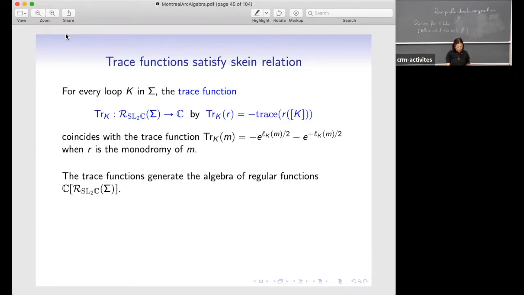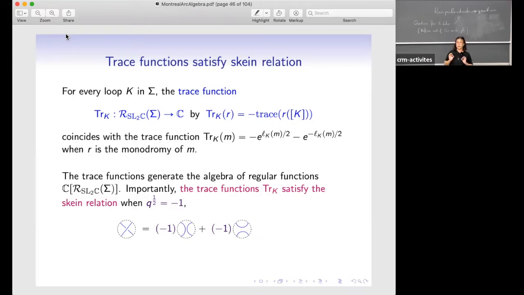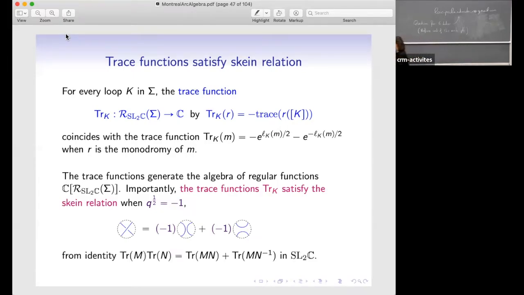And the key aspect here is that they satisfy a skein relation. The skein relation comes from a matrix identity in SL2C: trace of M times trace of N is the same as trace of MN plus trace of MN inverse. And it's kind of like this picture: trace of M, trace of N, and then MN and MN inverse, but there's extra cases. So the proof isn't as easy as I make it sound, but it's not that much harder. So the skein relation is cool.